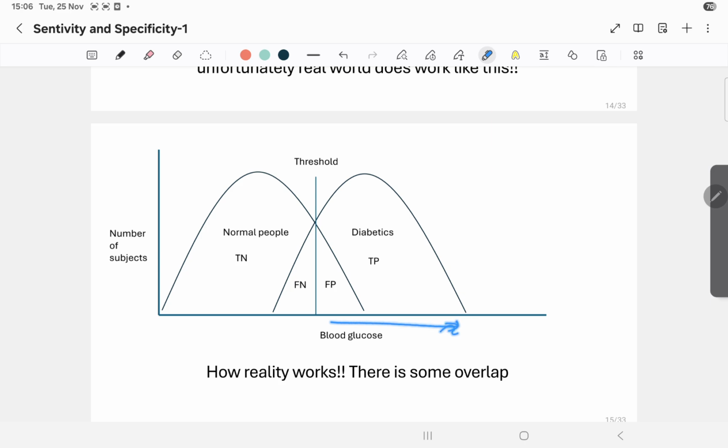So anybody who has a blood glucose level above this is positive. Anybody below this cutoff is negative. So negative, but some of them are true negatives, who truly don't have diabetes. Some of them are true positives who truly have diabetes. Similarly, some people are false negatives and some people are false positives.